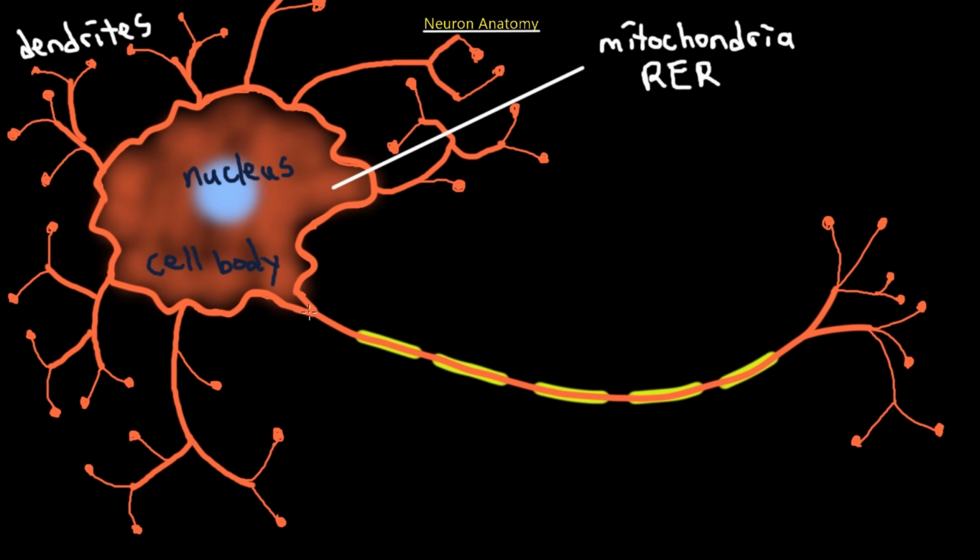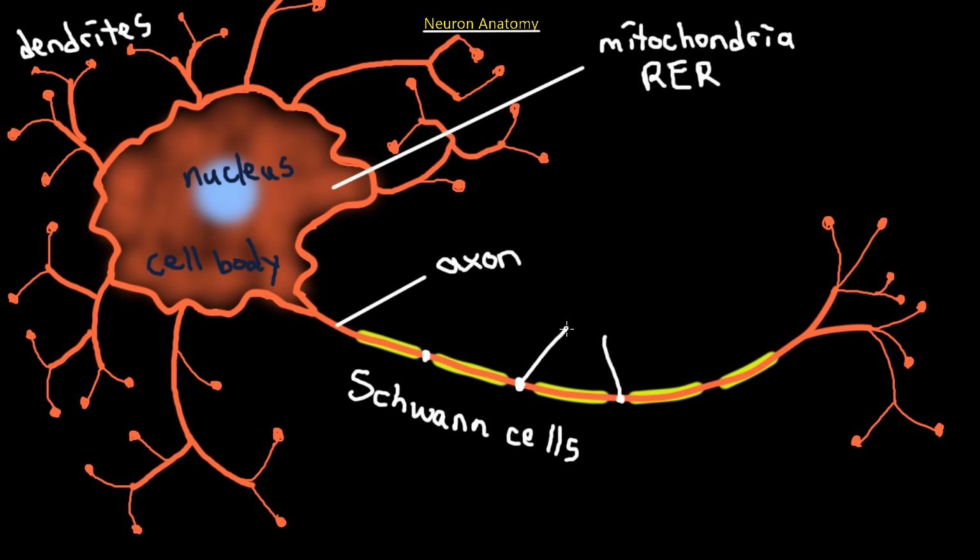Now if we take a look at the long projection that comes off the cell body, it is called the axon. And we've talked about the axon a little bit before. So it's the axon that goes all along here. Now all these yellow structures around the axon are called Schwann cells. In between the Schwann cells, there are these little gaps, and all of these gaps are called nodes of Ranvier. These are the primary structures of the axon. The Schwann cells provide insulation for the axon in order to have the signal passed on much quicker.